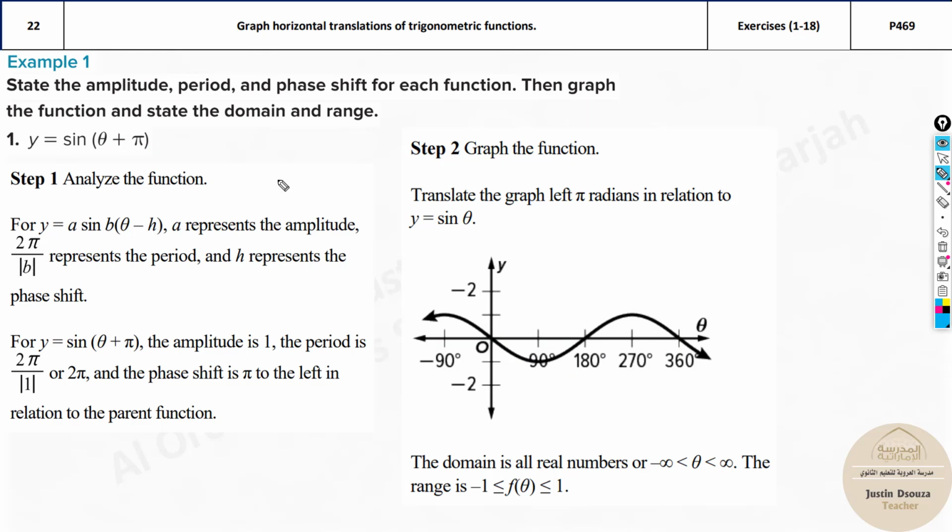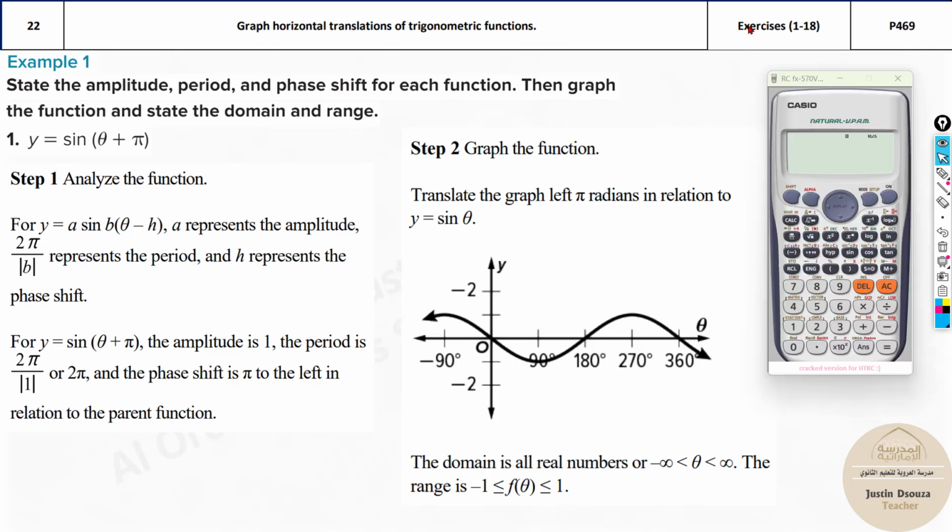Now, if you're thinking, oh no, this is very difficult, how will I do it in the calculator, or get the table? I will show you how we can get it. But before that, the domain is all real numbers, minus infinity to infinity, and the range is minus 1 to 1. Now let's take out our calculators.